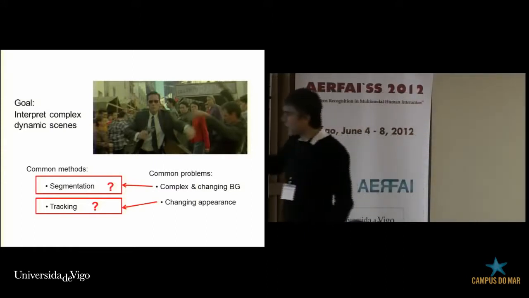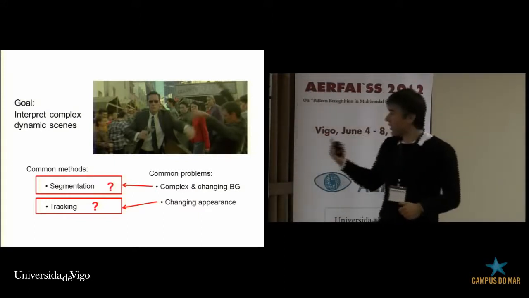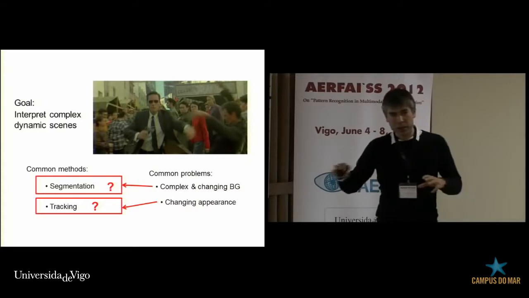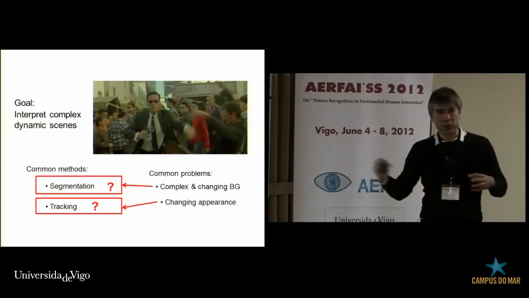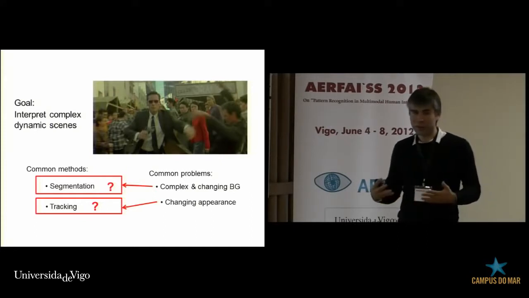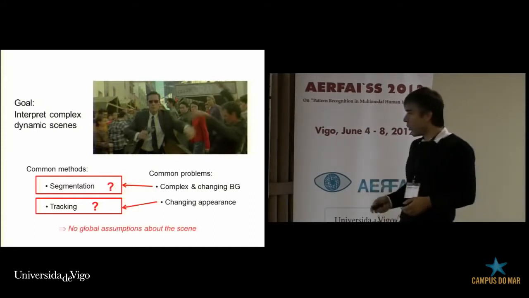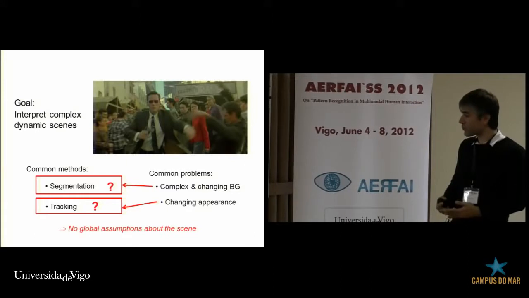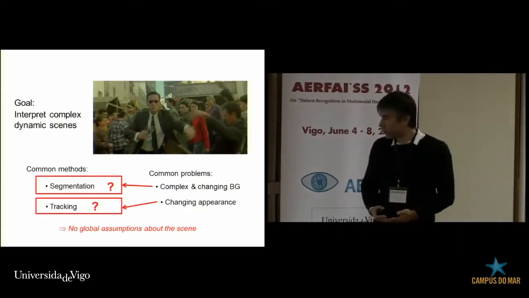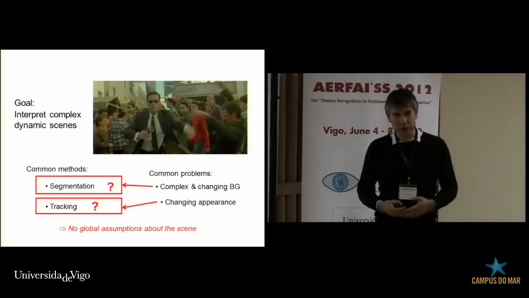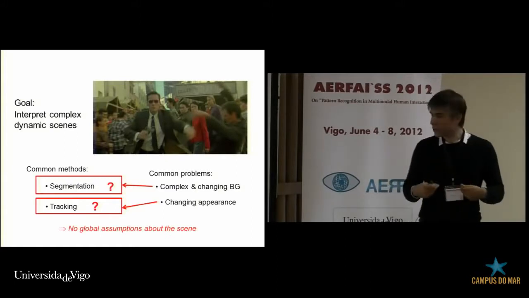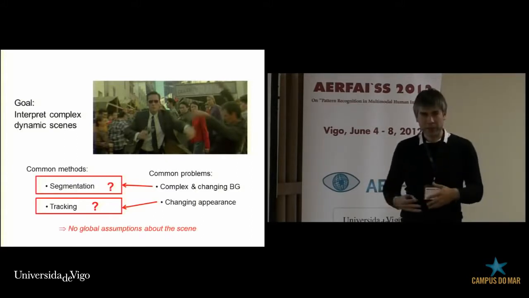So both things are problematic, because in realistic scenes like this it's hard to assume anything about the background, and it's also hard to assume things about the evolution of, say, a person or other things over time, because the appearance may change drastically for reasons which are hard to model. So if we still want to understand this scene, a reasonable way to deal with these problems is not to make any assumptions about the background of the scene and also about the temporal continuity of the signal. We don't want to make any global assumptions in space, nor in time.